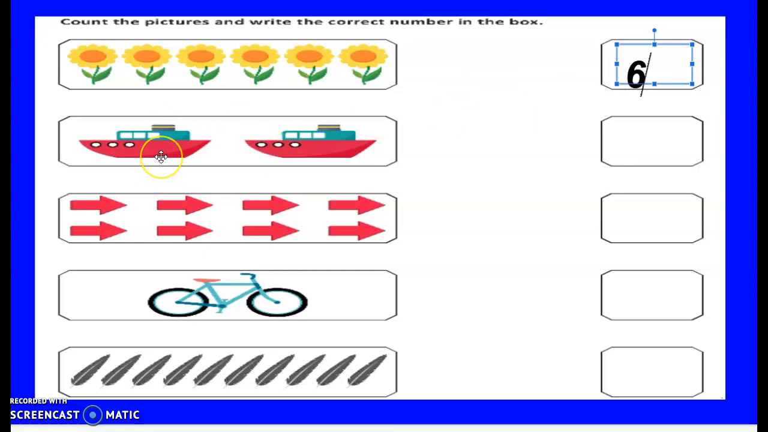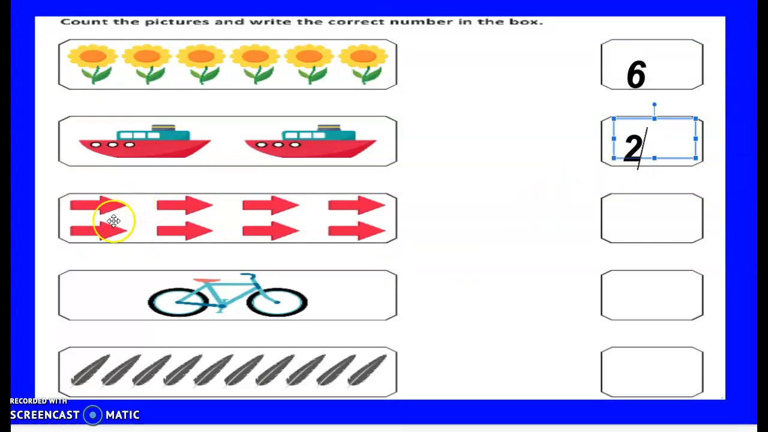How many boards are there? Count. 1, 2. How many boards are there? 1, 2. So what will you write in the box? Will you write number 3? No. How many boards are there? 2. So what will you write? Number 2. You will write only 2.